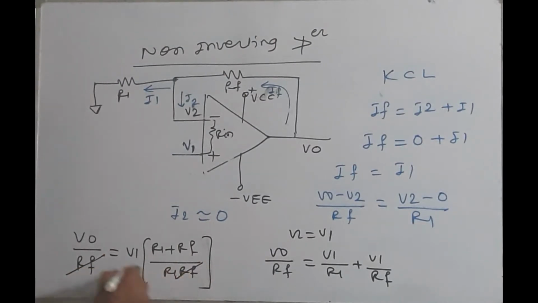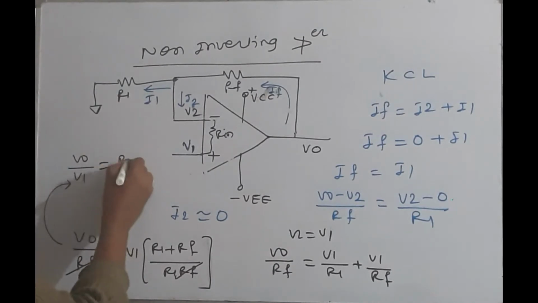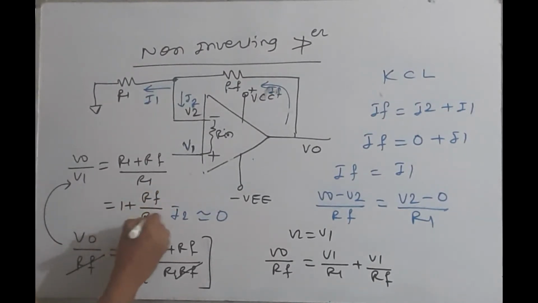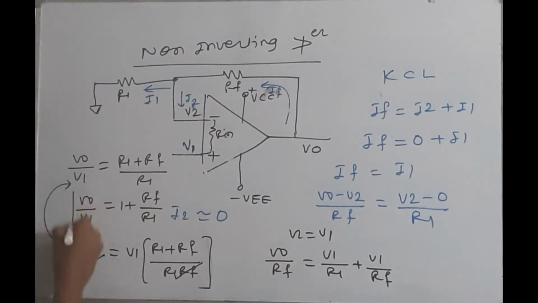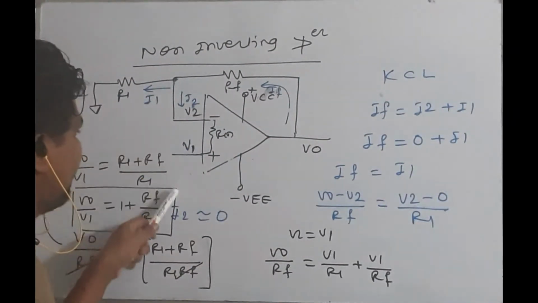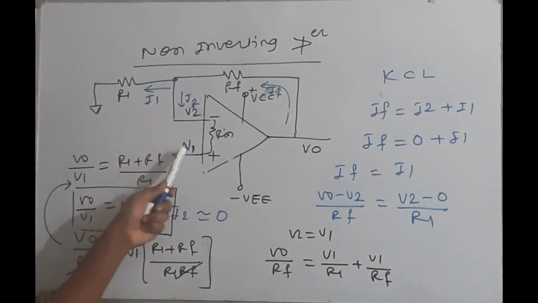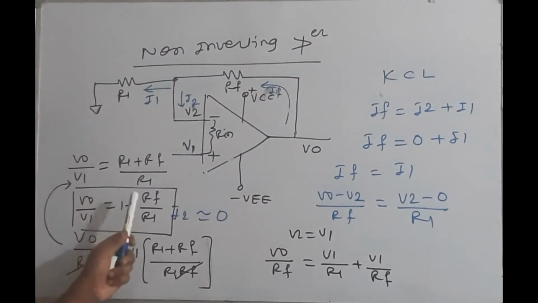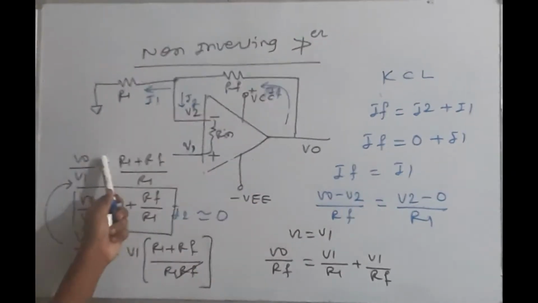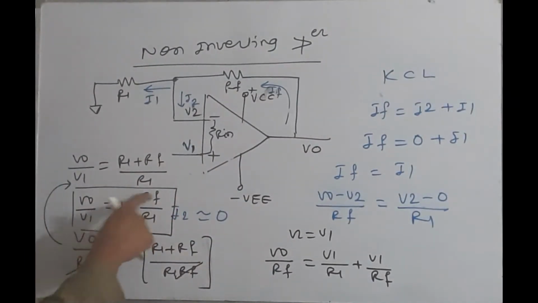So RF will cancel. Let me write here V0 upon V1 is equal to (R1 plus RF) divided by R1, which is 1 plus RF divided by R1. If you try to recall the previous example where we have R1 here, RF here, and Vin was applied, at that time we got V1 is equal to Vin into RF divided by R1 plus RF. At that time we got the expression V0 upon Vin, correct? So similarly here we got the expression V0 upon V1, which is equal to 1 plus RF upon R1.